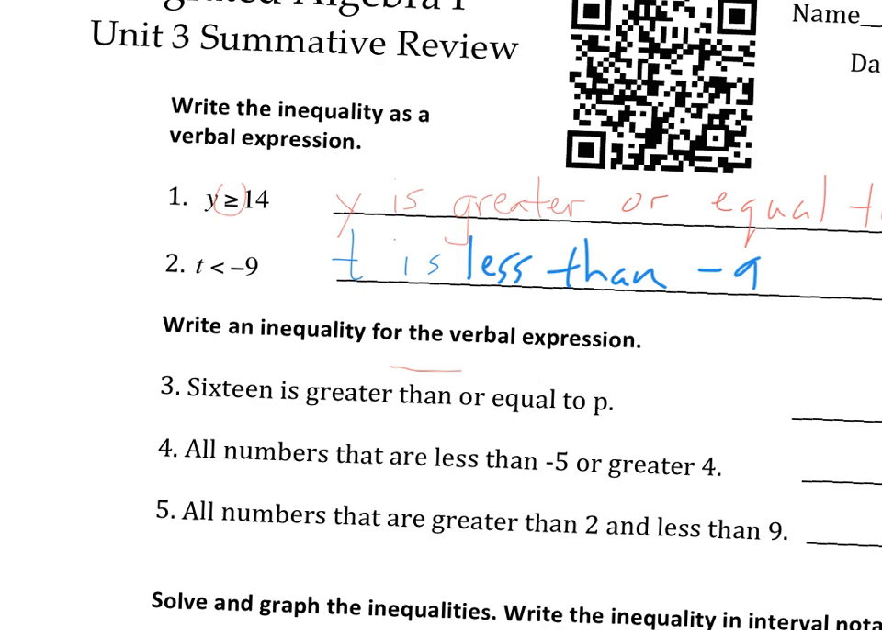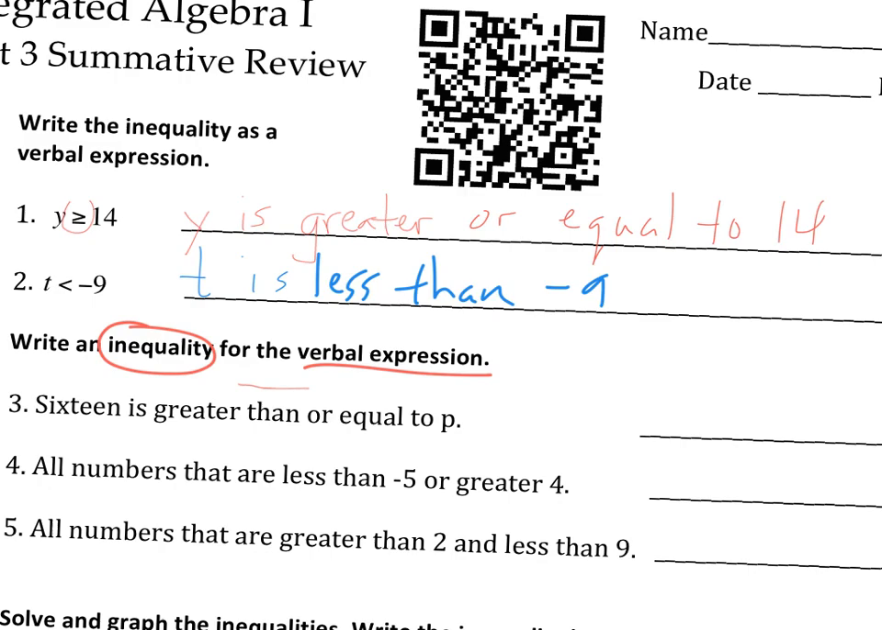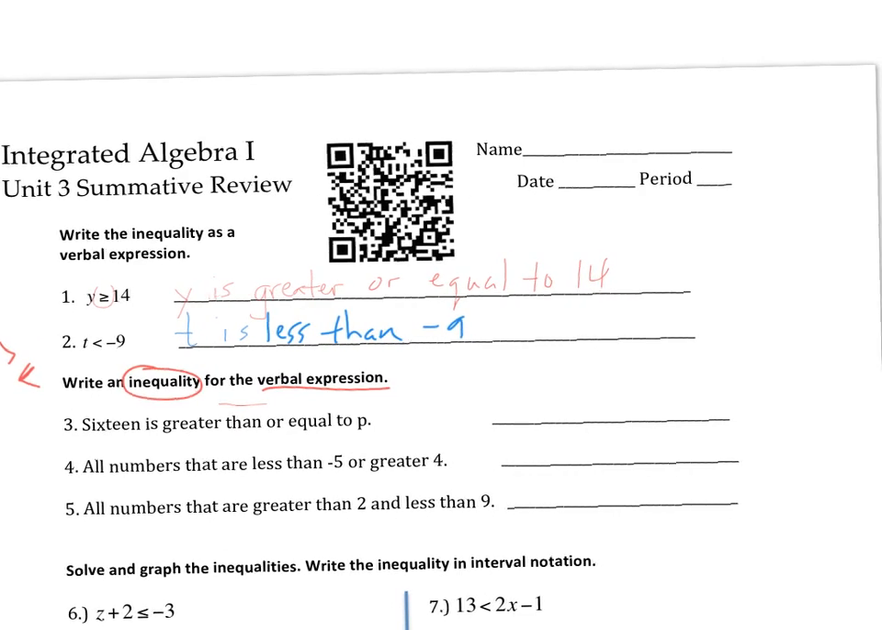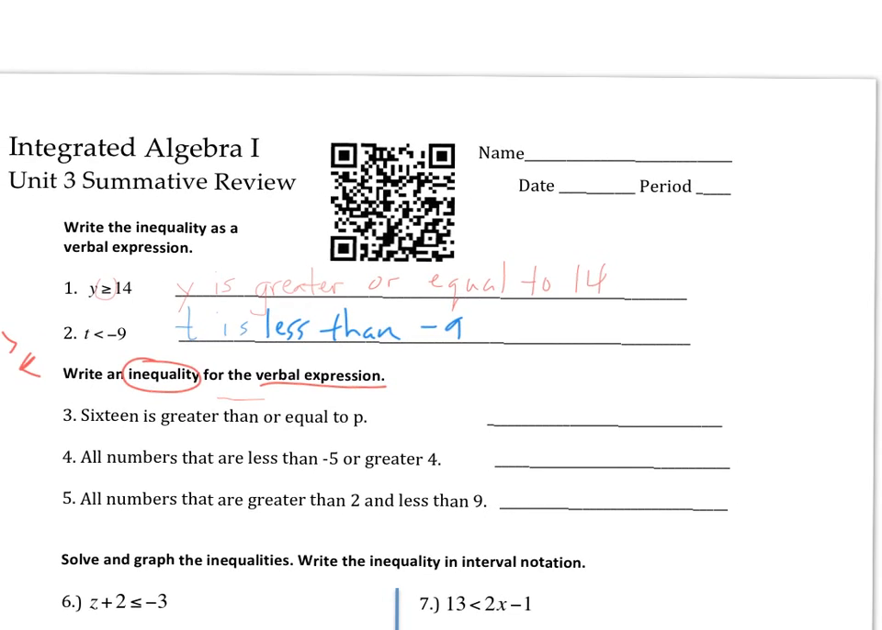Next, write an inequality for the verbal expression. So it's given us a verbal expression, and we need to turn it into an inequality. Inequality means something with a greater than or less than sign. So as we read it, let's just write it. 16 is greater than or equal to P. Start with 16 is greater than, so 16 is the greater than, or equal to P.